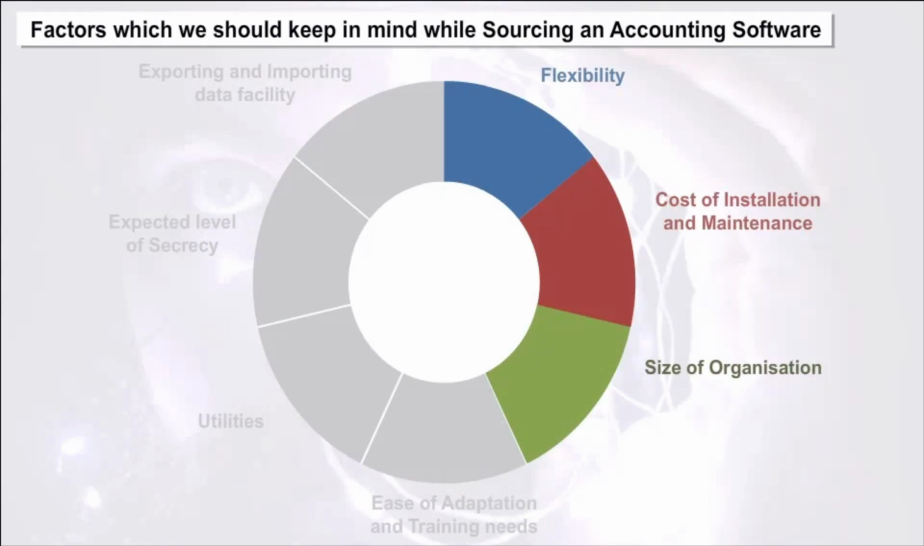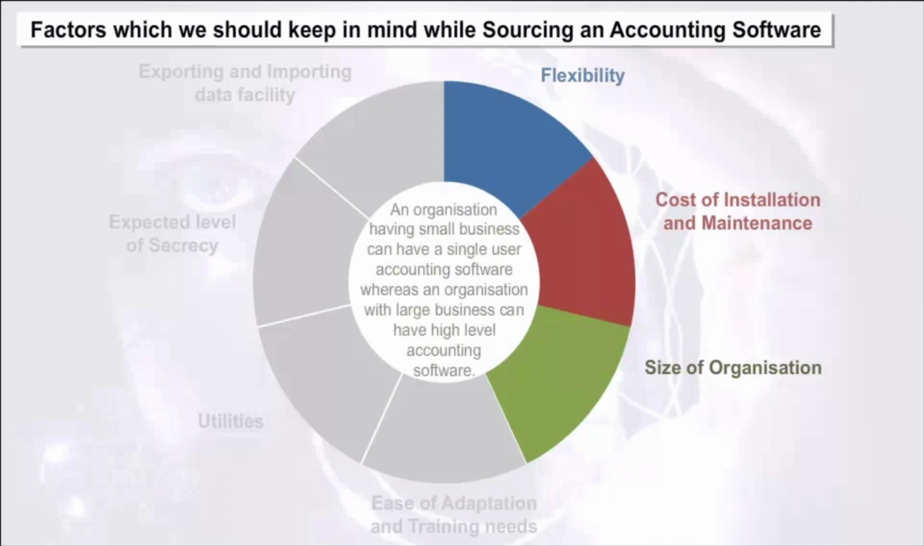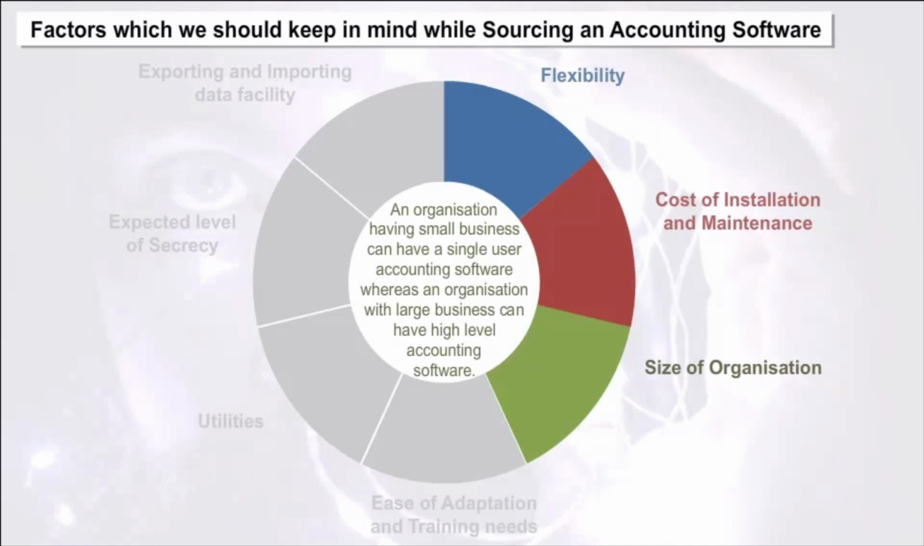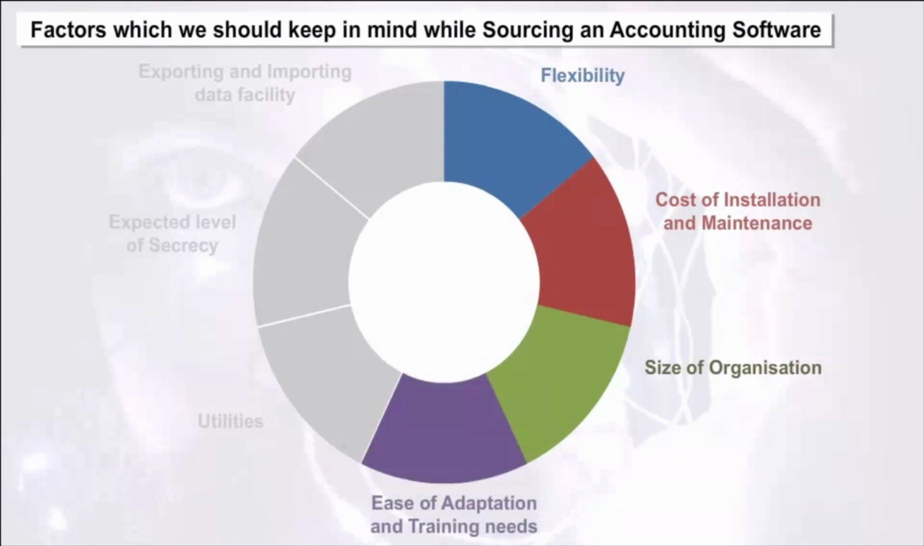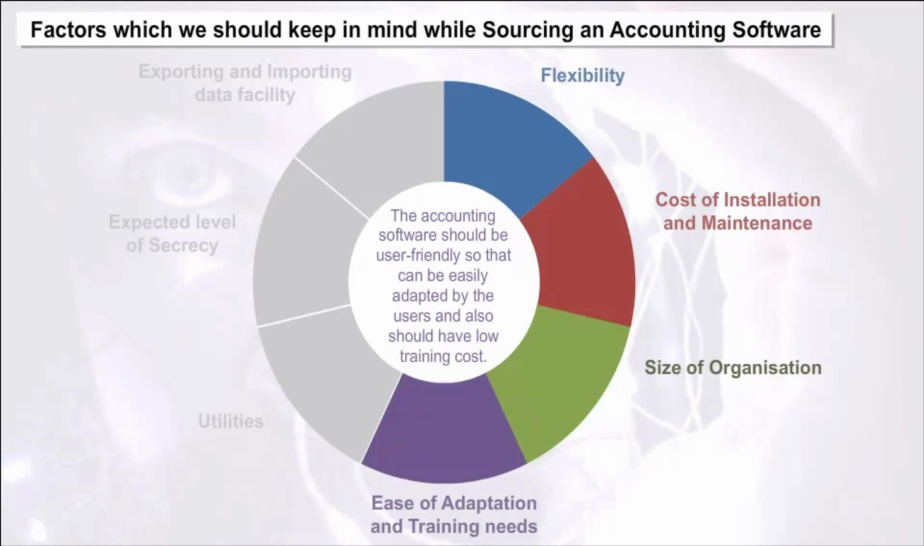Size of organization. The size of the organization and volume of transactions also affect the choice of accounting software. An organization having a small business can have a single user accounting software, whereas an organization with a large business can have high-level accounting software. Ease of adaptation and training needs. The accounting software should be user-friendly so that it can be easily adapted by the users and also should have low training cost.